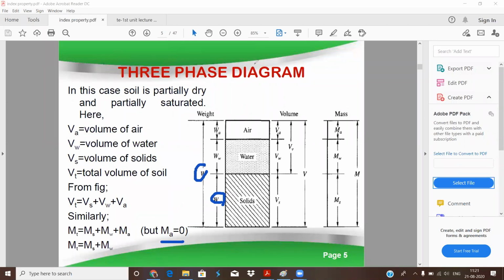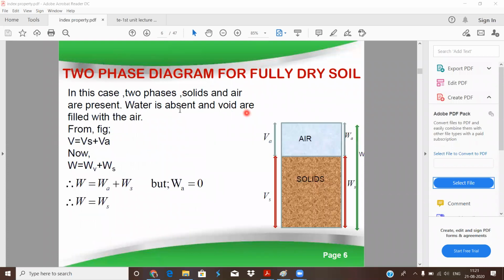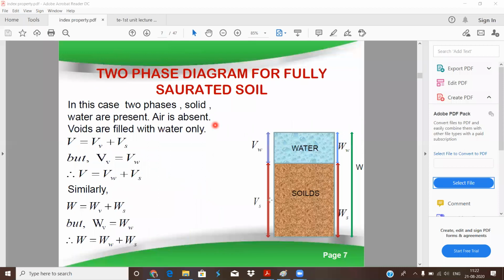Next, generally this is a two-phase diagram, solids and air, where the weight of air is 0. Next, this is also a two-phase diagram for fully saturated soil. A two-phase diagram is available only for fully saturated soil or dry soil. So voids may be replaced by air or voids may be replaced by water.